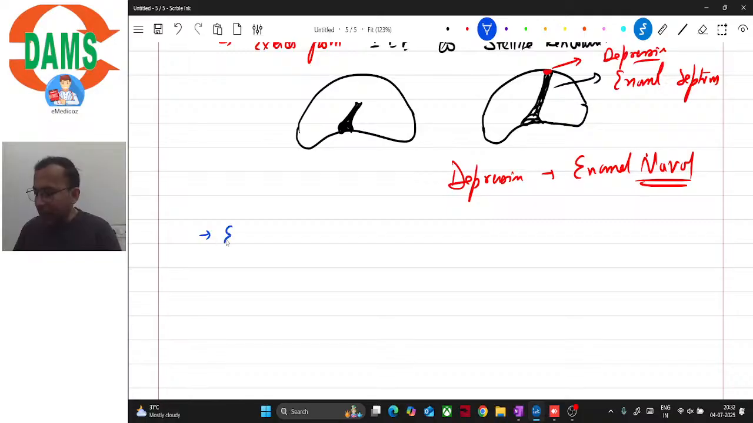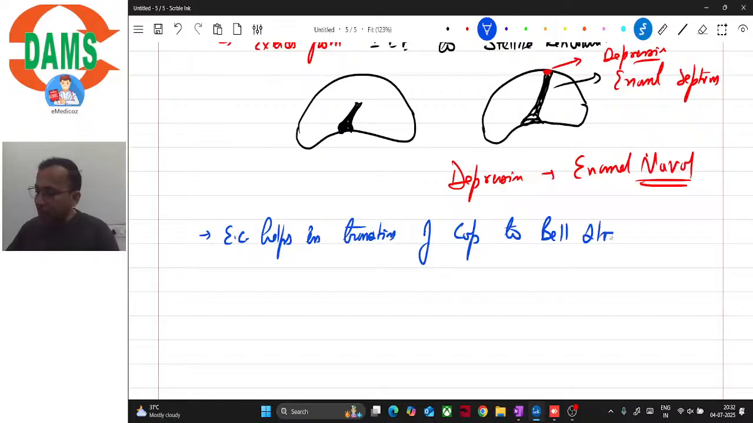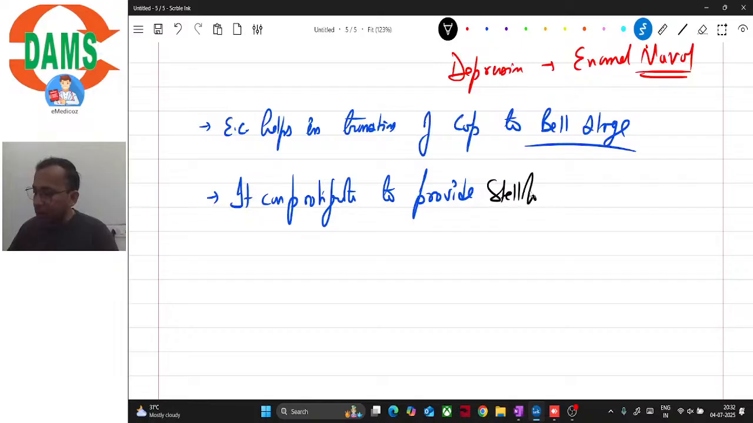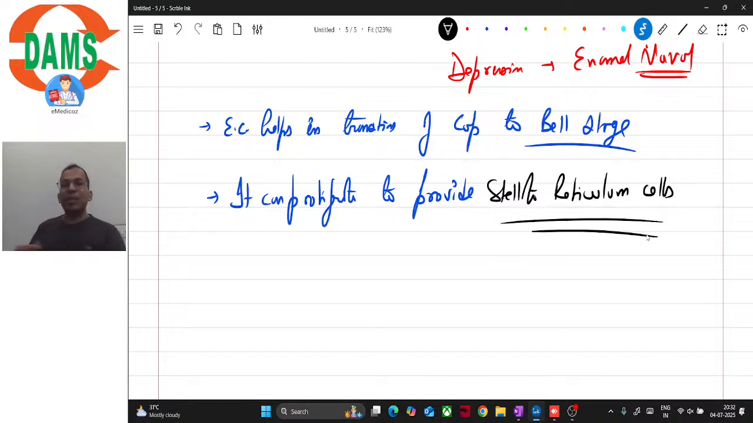It is said that this enamel cord helps in the transition of cap to bell stage, right? So it helps in the transition of cap to bell stage. Also, it can proliferate to provide stellate reticulum cells. So basically, you can say that enamel cord is a storehouse of stellate reticulum cells. Yes, it proliferates and then it provides the stellate reticulum cells.